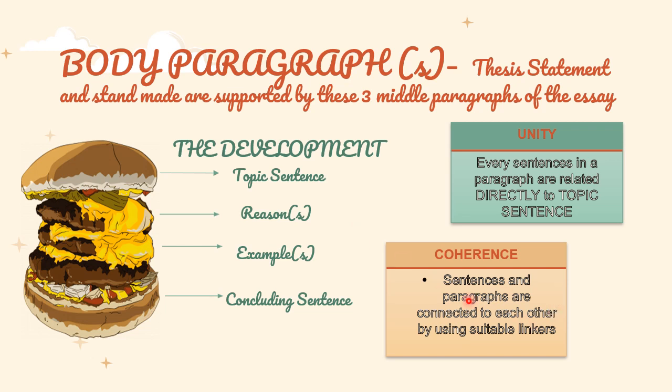And then also, you will achieve coherence when your sentences and paragraphs are connected to each other by using suitable linkers. Don't forget linkers. When you mention reasons: this is because, because of. When you mention examples: for example, for instance. When you mention a concluding sentence: hence, thus, therefore, that could be actually to link back the result, the effect of that particular example.